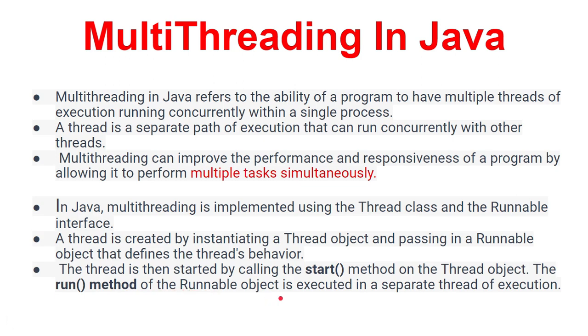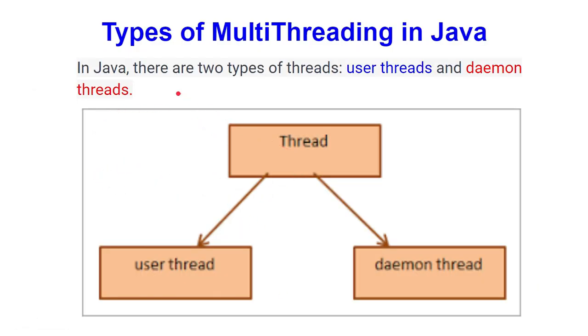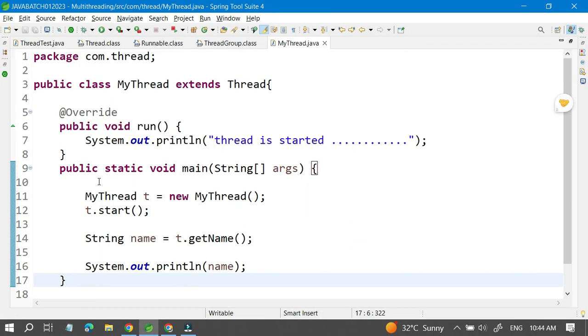Okay, let's check here. Types of multi-threading in Java. In Java there are two types of threads, user threads and daemon threads. So what are user threads and what are daemon threads? Let's go to our Eclipse. While executing this application, we created one class called MyThread. So we have created our own thread called MyThread, and we have started it.